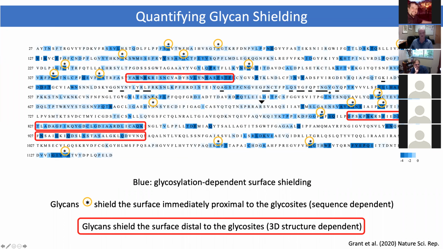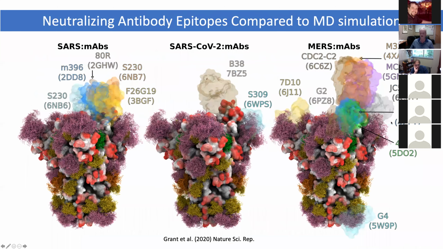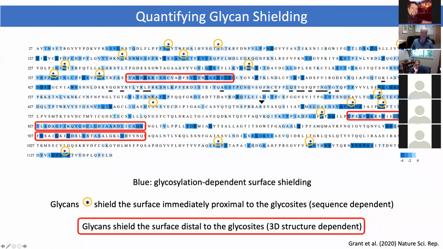But there are also large regions that appear to be obscured from binding because of the presence of sugars, but that are not directly in contact with the glycans. So this is the case of, say, the head group of the glycan, the end branches shielding the surface, as opposed to here where it's the core of the glycan shielding the surface.